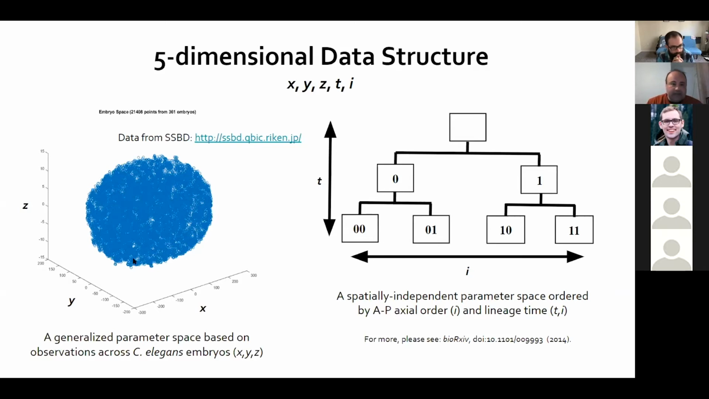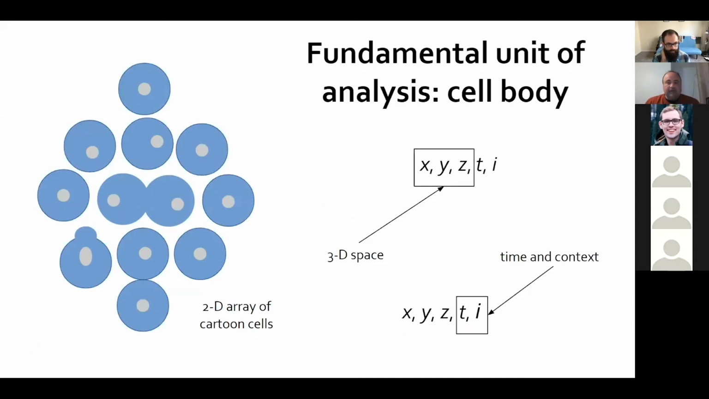So we smooth these point clouds, and we can identify individual cells and build models from that. So we have a 5-dimensional data structure. 3 of these parameters are from this spatial model, and 2 of them are from the lineage tree. So we look at things over time as cells divide and differentiate throughout the lineage tree. And we have this I parameter, which is spatially independent. It could be based on the ordering of the lineage tree from anterior to posterior. It could also be some contextual information, but that's the way we approach this.